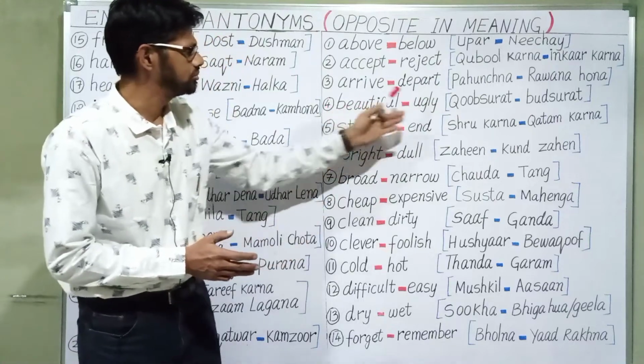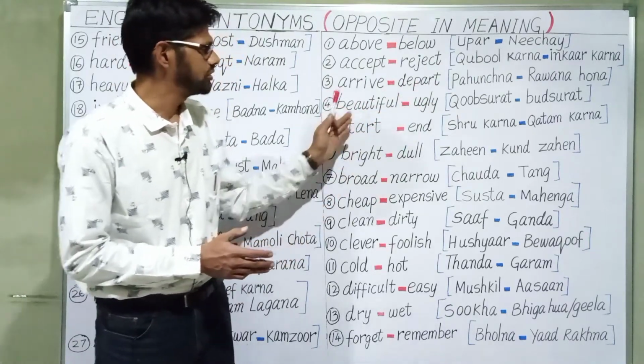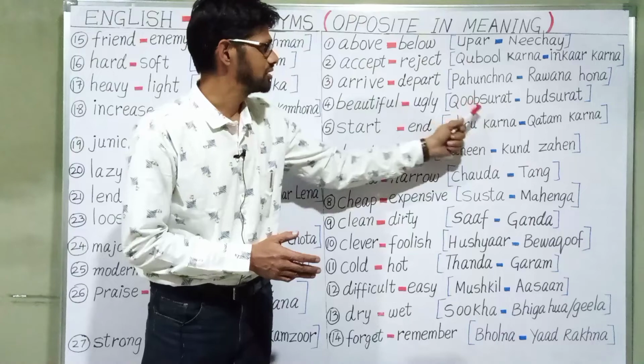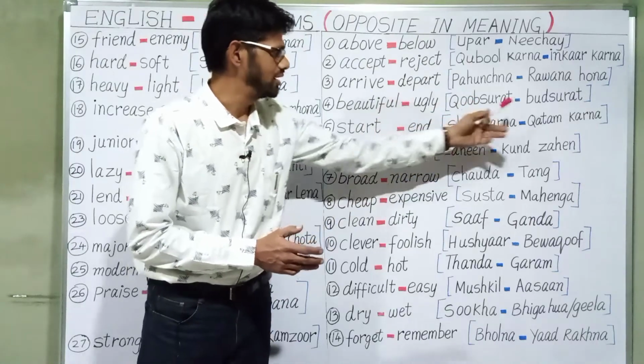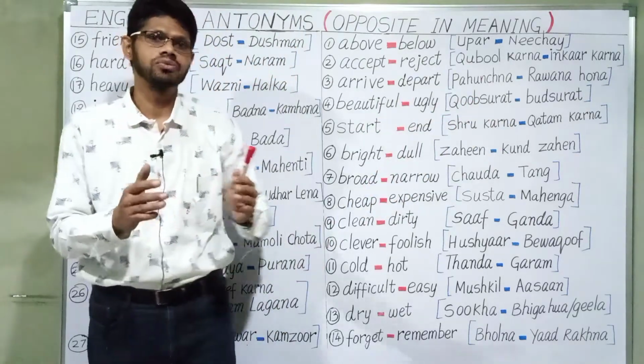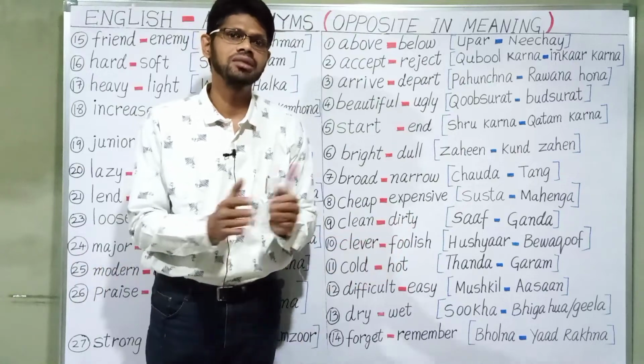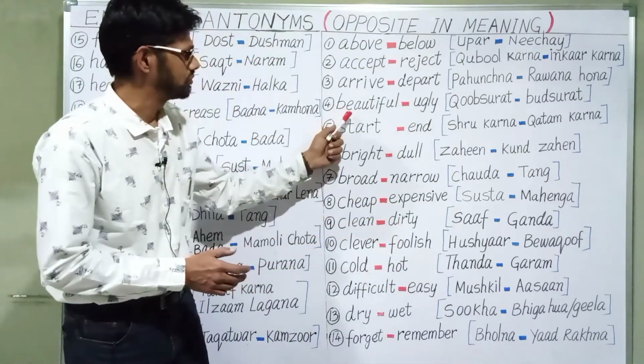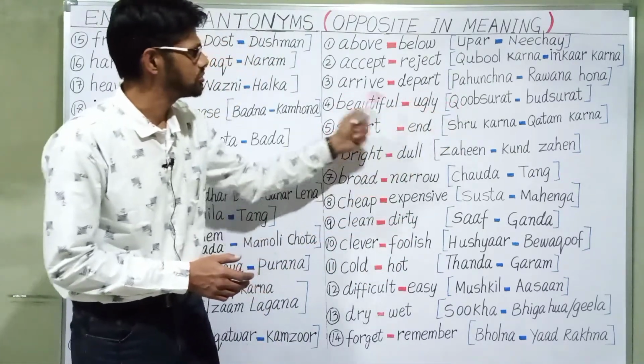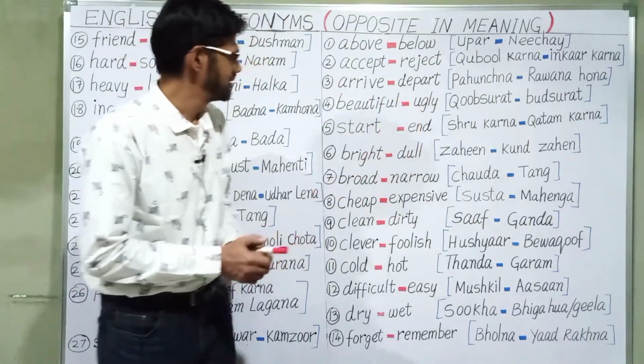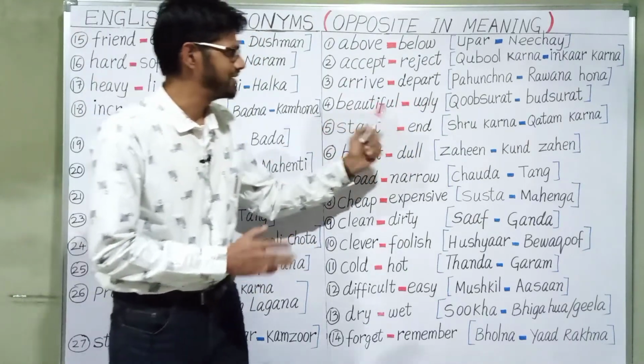Beautiful, ugly. What is the opposite of beautiful? Ugly. Beautiful is खूबसूरत and ugly means badsurat. She is very beautiful. So this is beautiful. Beautiful, खूबसूरत. What is the opposite of beautiful? Ugly.